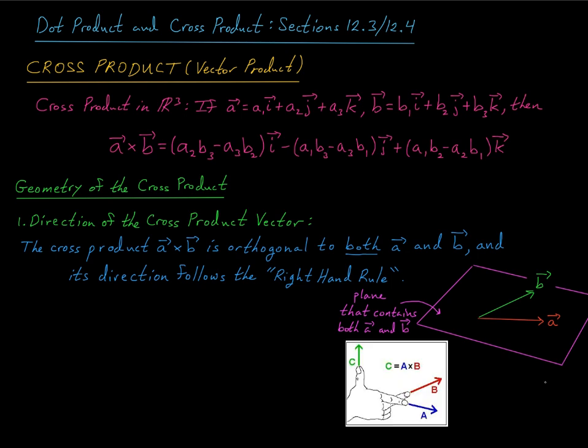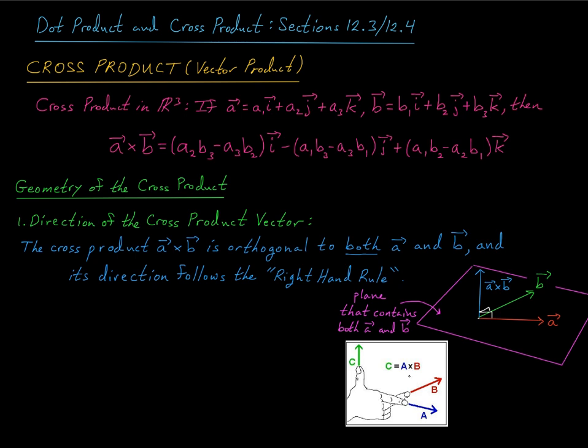So what does it say? It says that if you hold up your right hand and point your index finger in the direction of A, the first vector in the product, and then point your middle finger in the direction of B, the second vector in the product, then your thumb will point in the direction of the cross product vector. In this figure, we have A here, so I point my index finger along red. And then we have B here, so I point my middle finger along green. Then my thumb will point upwards in the direction of the blue cross product vector.